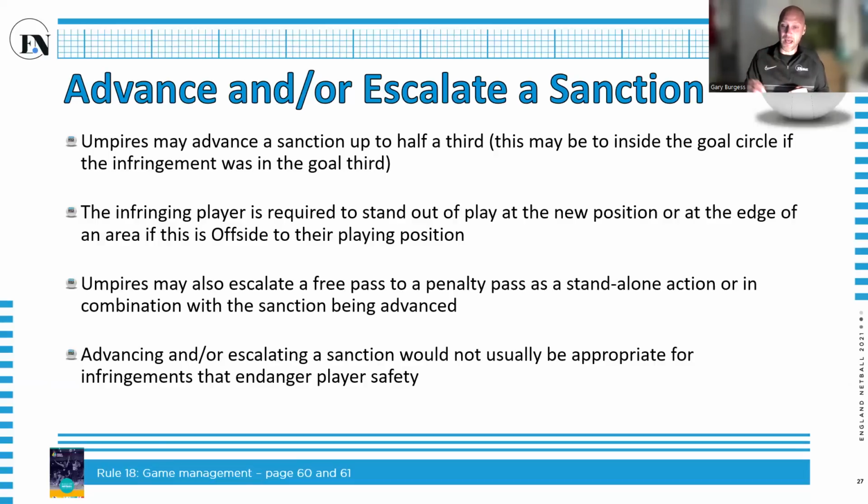Now, if it was a player from outside of the circle, they would stand out of play on the circle edge and the sanction would be taken under the goalpost. Okay, so just a couple of examples there. Now, as the last bullet point says on the screen, advancing and or escalating a sanction would not usually be appropriate for infringement in danger player safety. Okay, so for big things where players are likely to be warned or ordered off, you probably wouldn't need to advance or escalate because the sanction awarded would be a lot higher.